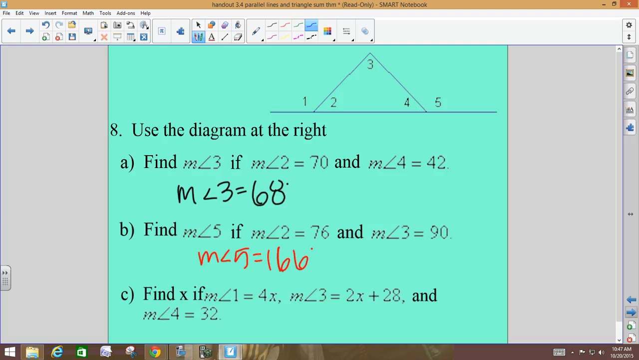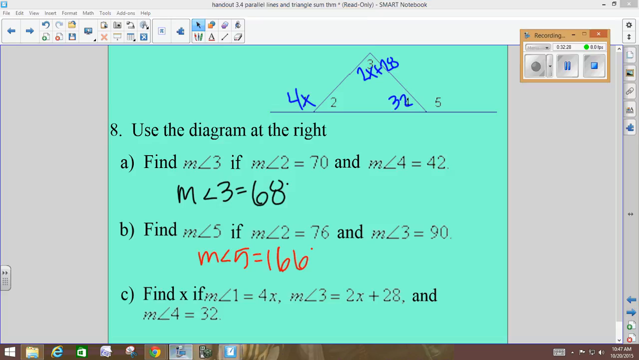Part C. Find the value of x if the measure of angle 1 is 4x, the measure of angle 3 is 2x plus 28, and the measure of angle 4 is 32. Well, since we're trying to find the value of x, we're going to have to come up with an equation this time, instead of just doing the easy subtracting from 180 stuff.